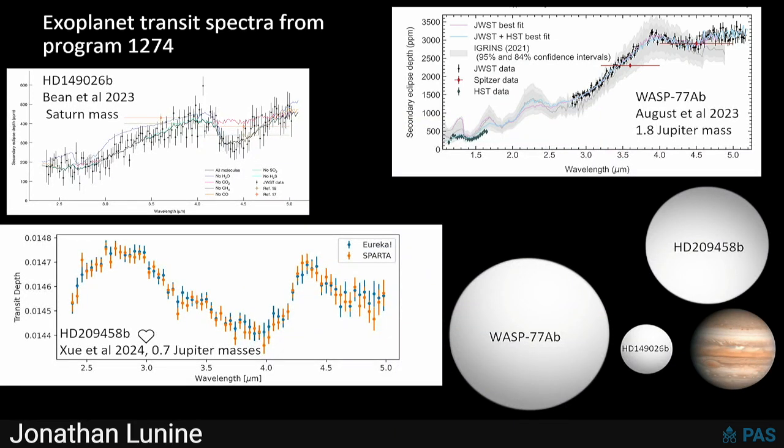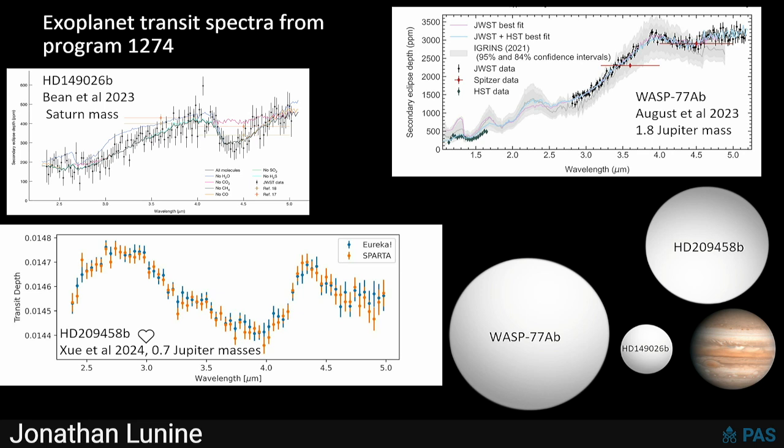So how does this compare with exoplanets? In my GTO program, which is 1274, in which I've collaborated with the group of Jacob Bean at the University of Chicago, we have 5 giant planets around other stars. We've analyzed 3 of them and published those. These are all transits. HD 149026b and WASP-77Ab are secondary transits, so thermal data.